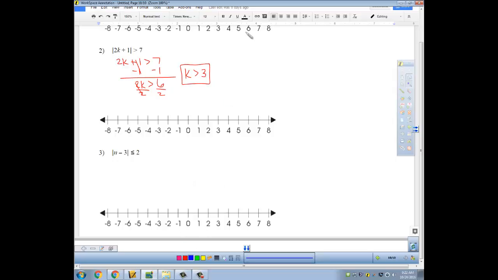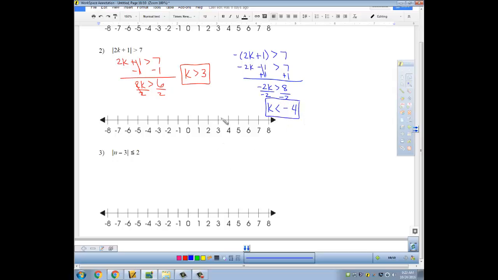Your next solution would be if the left side were negative. So distribute the negative through. Add 1 to both sides to get negative 2k is greater than 8. Divide both sides by negative 2. And again, since I divide by a negative, I'm going to flip the sign. And 8 divided by negative 2 is negative 4. So this is your second solution.